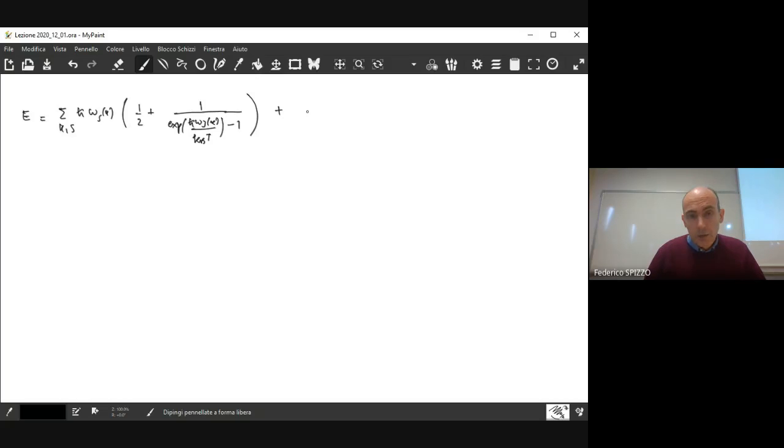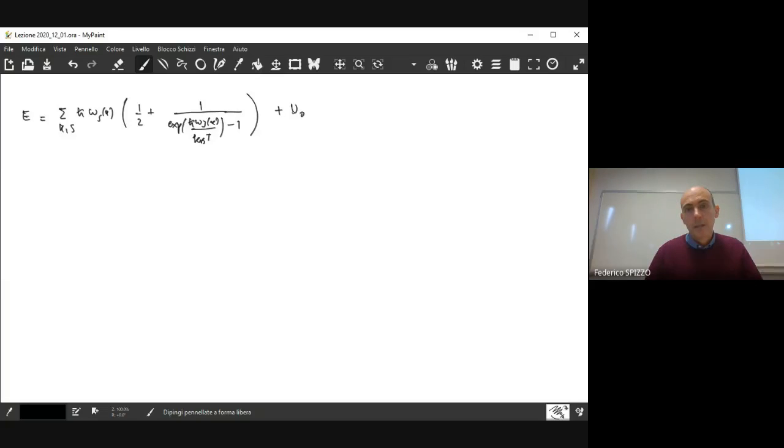Here, I should also add U0, because U0 was the constant term that was there due to the fact that we wrote the Hamiltonian as a perturbation of the static lattice Hamiltonian. So this is what remains due to the static lattice, and this is what is found due to the dynamical contribution related to the oscillation of the ions. So let's say this is the full expression of the total energy.